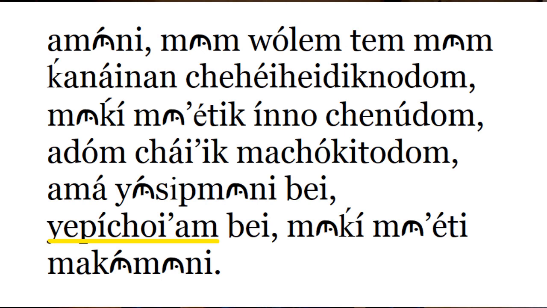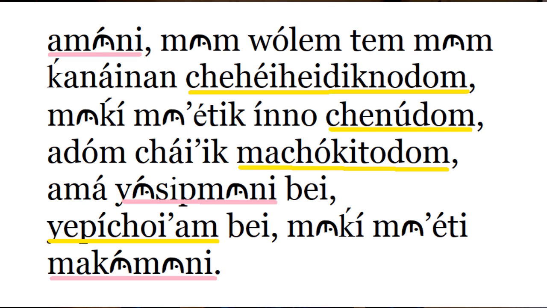The main verb was yipi choyam. Who is the subject? Wolum tem. Apparently, the white kid was apparently ashamed. The verbs ending in mani have a different subject. Yisip mani, and makumani. His sister is the subject of those. The verbs ending in dom have the same subject as the main verb. Chehe he diknodom. Tenudom. Machokitodom. The subject of those is wolum tem, the same person who was the subject of yipi choyam. He's the same guy that was ashamed, did those other three things that ended in dom. Now, do you see why it's important to learn about complex sentences?